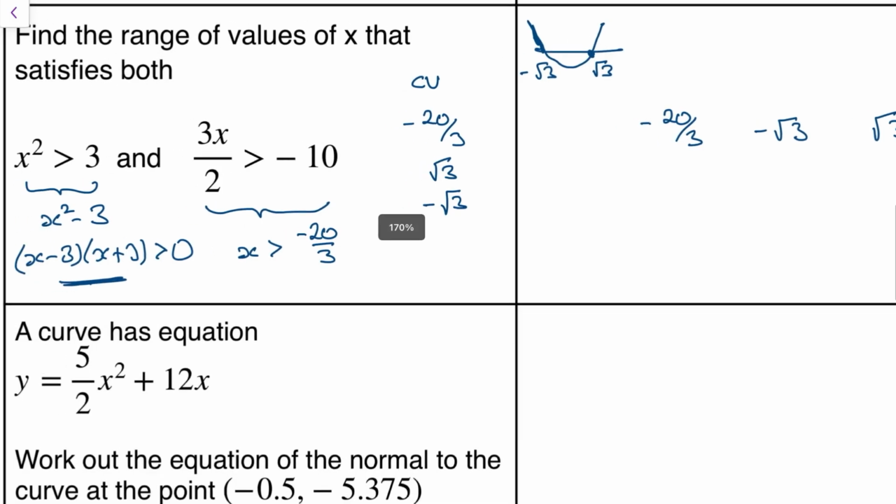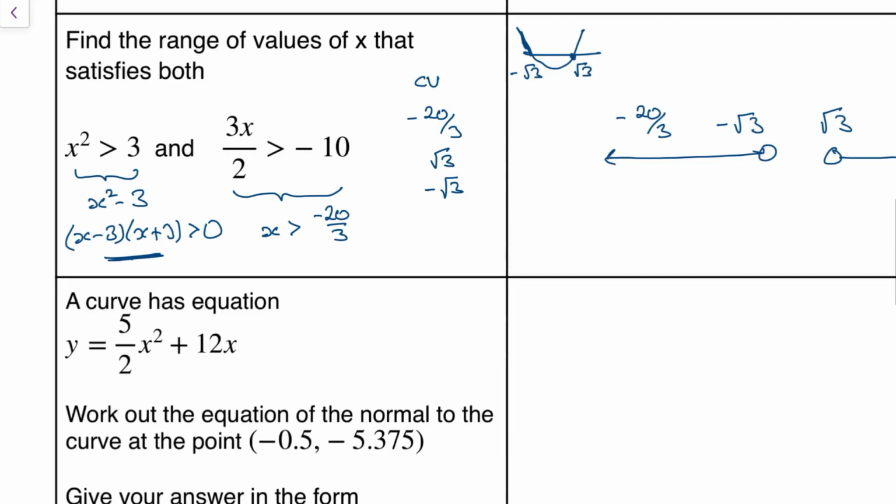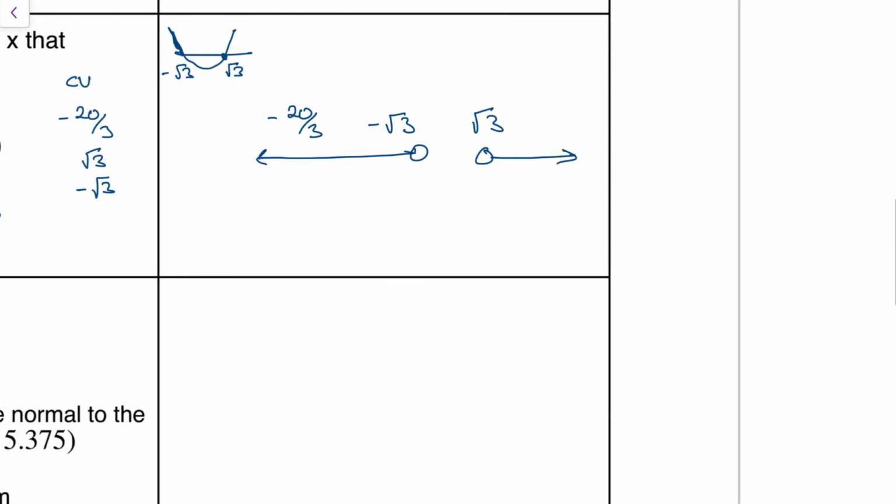And I want all values that are greater than root 3, so I want all these values here, or less than minus root 3, so all these values here, circle. And I want all values that are greater than minus 20 over 3, so in other words, all these values here, and I'm looking for where they intersect. So in other words, I have two arrows or two lines between these points here.